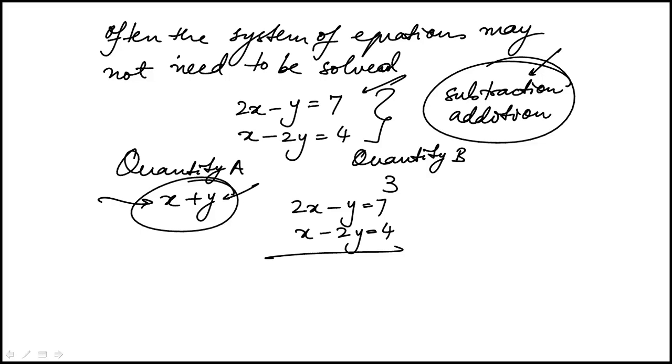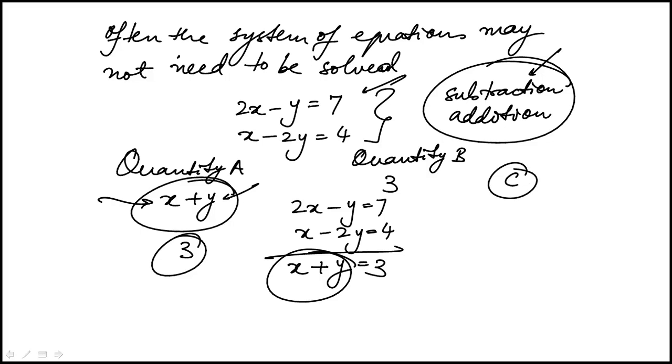so you get 2x minus x is x, and then minus y minus 2y is actually going to be plus y, and 7 minus 4 is 3. So here, without having to solve for x and y, we directly get a value for x plus y, which is 3. So here the two quantities are equal, and the answer is C. So look for this type of a manipulation.